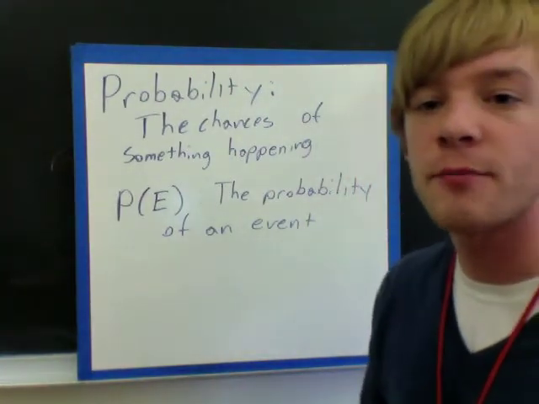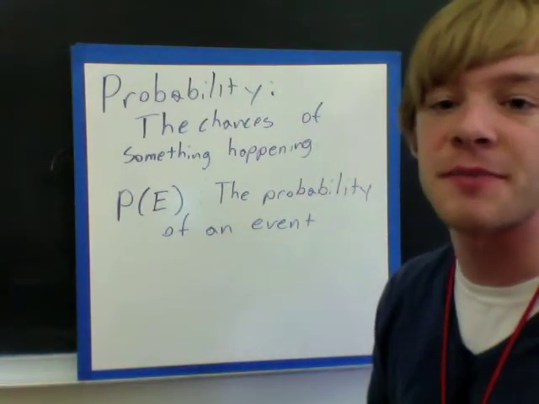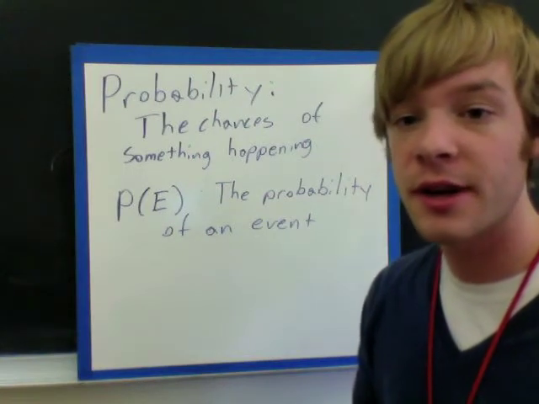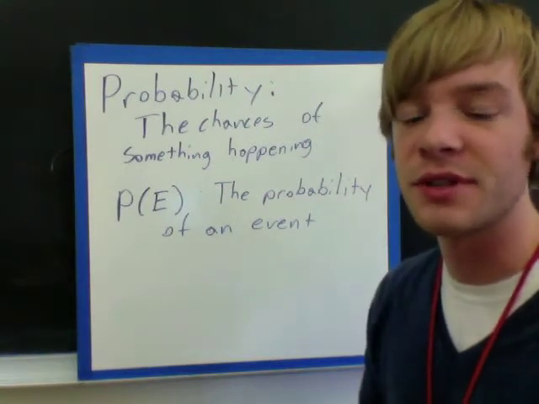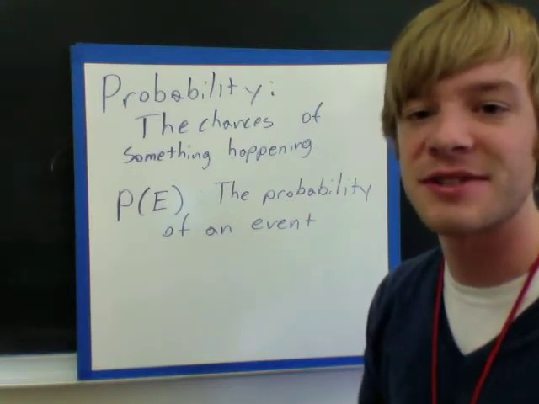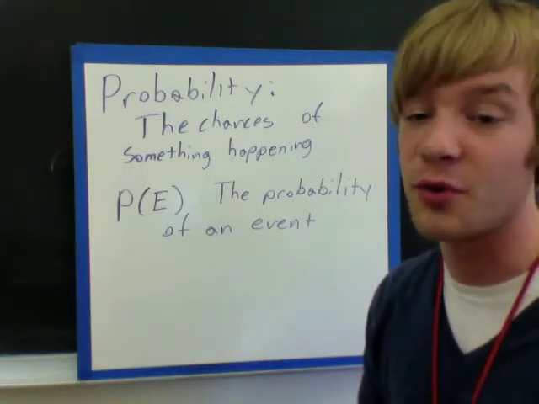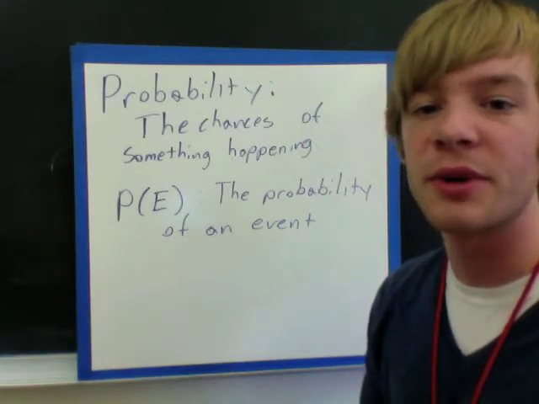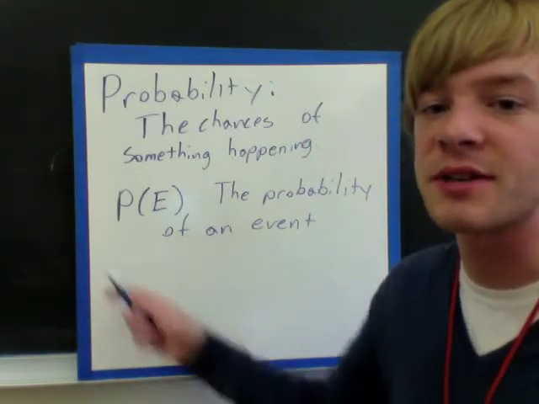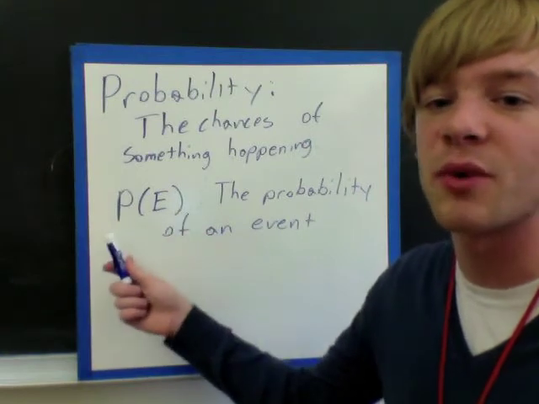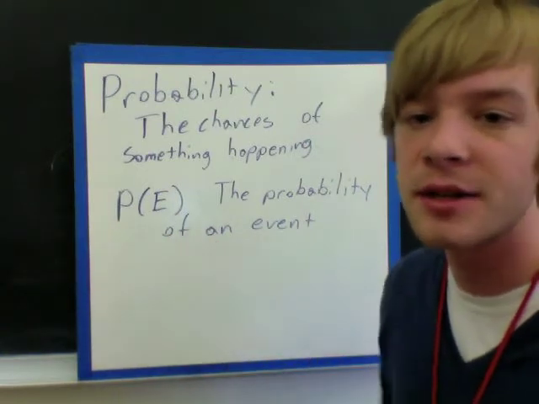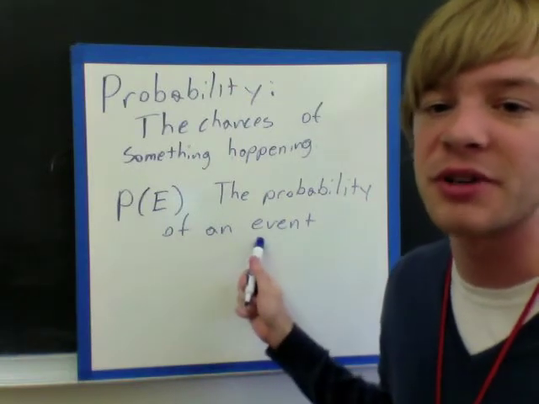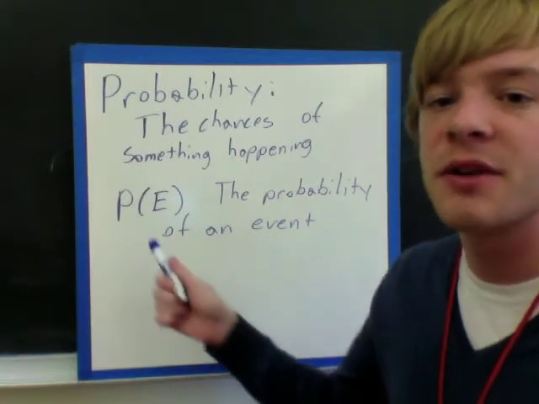So first off, probability is simply the chances of something happening, the likelihood that something will occur, and really just the chances that whatever you're looking for or potentially not looking for occurs. The way that we oftentimes write this out is P parentheses E, or what we call P of E.